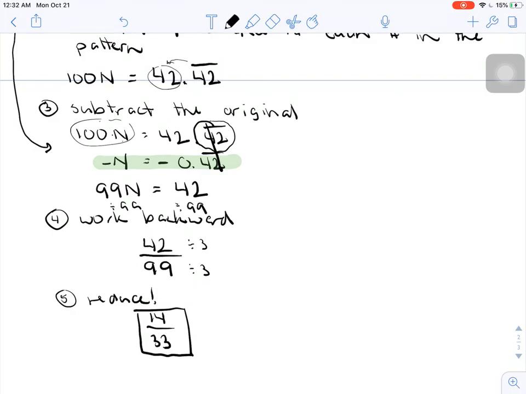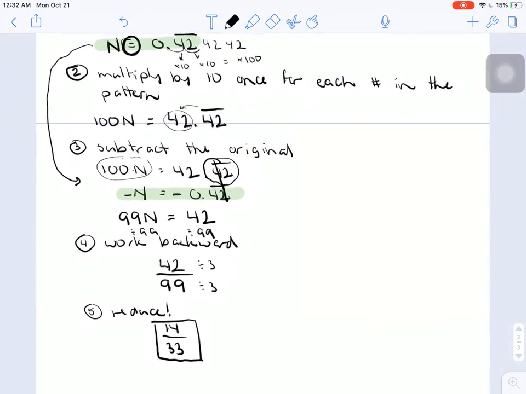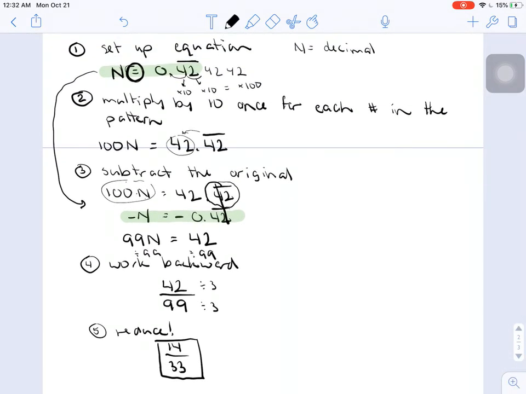14 over 33. So again, the steps to convert a repeating decimal back to a fraction can be a little tricky because it's a lot of steps, but the steps are all mapped out. Set up your equation, multiply by 10 for each number in the pattern. Take your scaled up equation and subtract the original thing you started with out of that, and then work backward, and it will give you your fraction. From there, all you have to do is reduce.